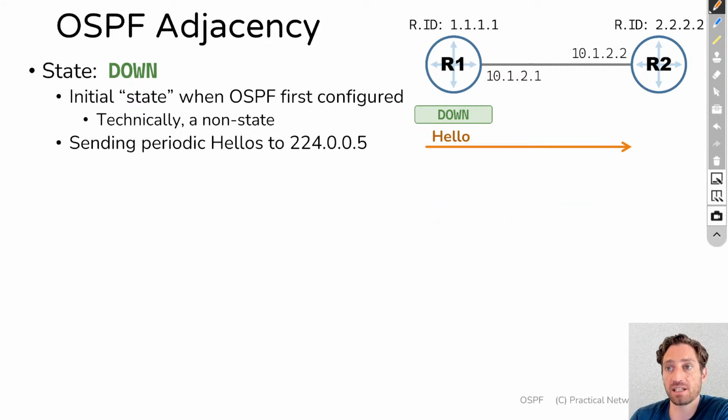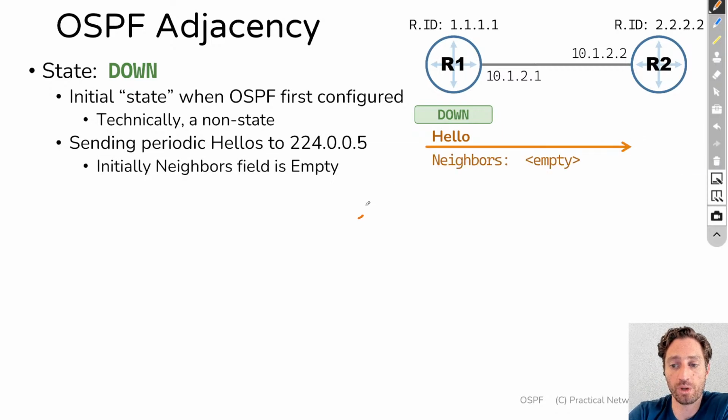In any case, in the down state, when router 1 is sending out its hellos, the neighbors field of the hello packet is going to be empty. Again, since we haven't heard anything from router 2 at this point, router 1 is simply sending out these hellos periodically with an empty neighbors field.